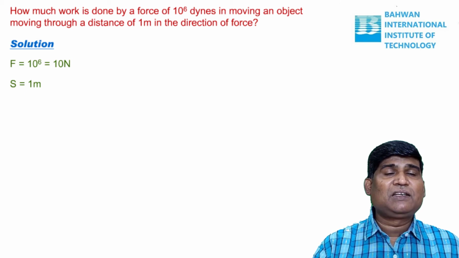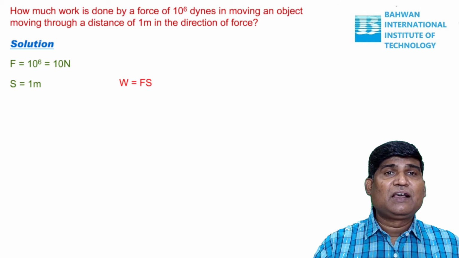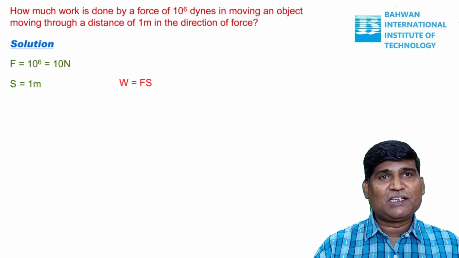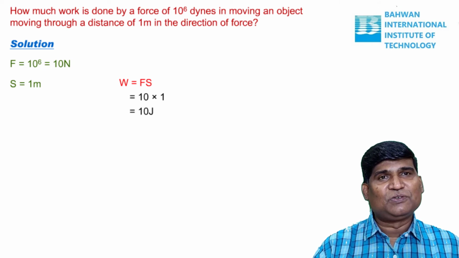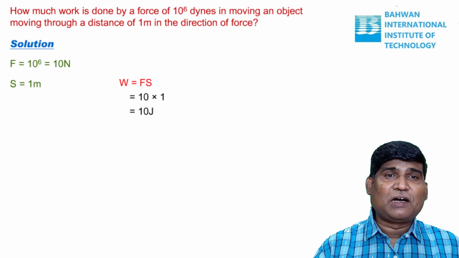Now the displacement is 1 meter, and we can see force and displacement are in the same direction. What is the formula we learned? The formula is W is equal to F into S. I am just substituting: force is 10 Newton and displacement is 1 meter. Therefore, the work done is 10 joules. So it is a very easy question. This is how we can do problems.